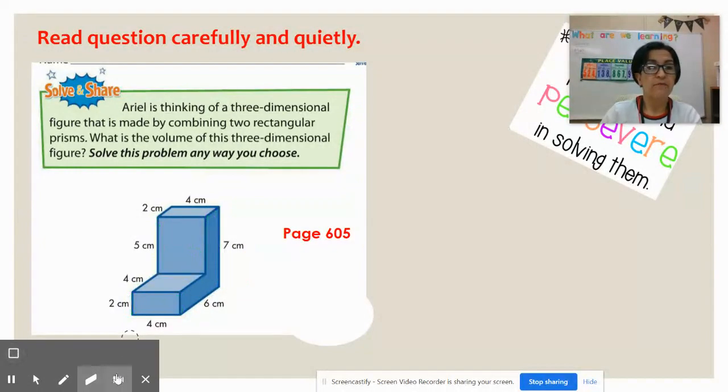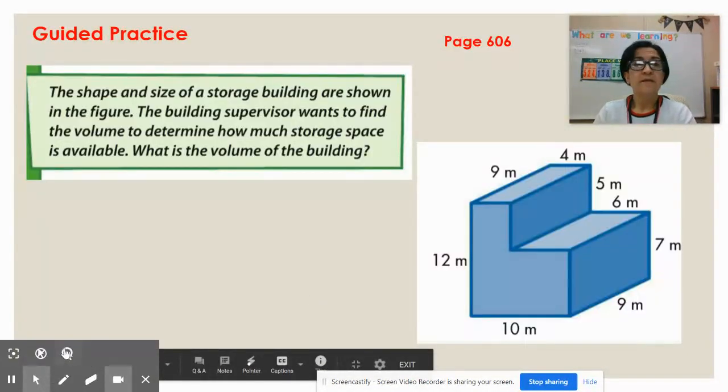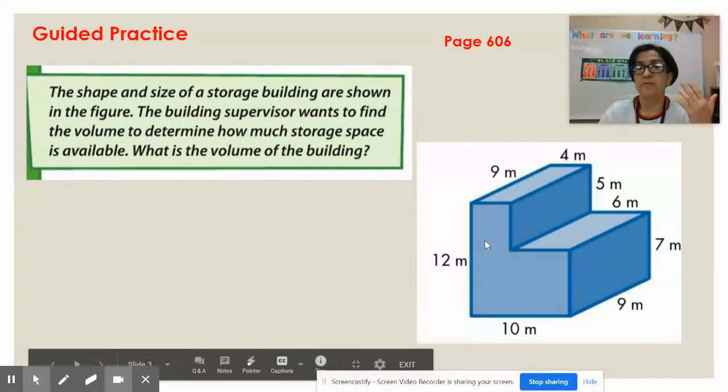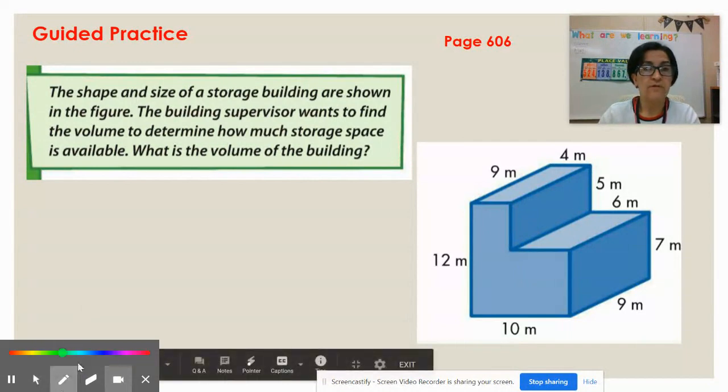All right. So I have one more, and then you're going to try to do some in your book. Okay. So here the shape and size of a storage building are shown in the figure. The building supervisor wants to find the volume to determine how much storage space is available. So this is actually a storage building. It's just you look at the outside. So how would you figure out the volume of this shape?